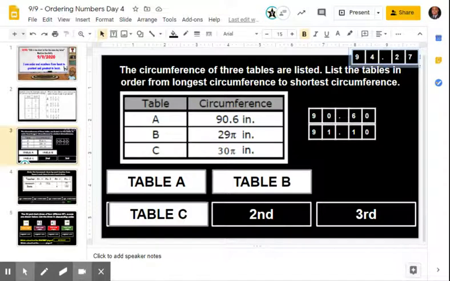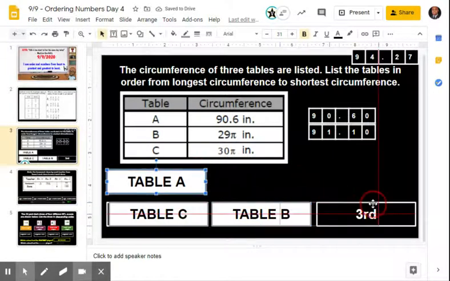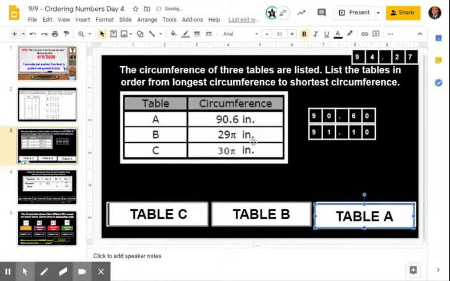So which one would be the next longest circumference? Would it be 90 or 91? Or I could look at it like column 1 was the same. They're both 9. Column 2, 1 is greater than 0. So that tells me that table B has the next longest circumference. And then by default, table A is third. We have successfully listed our tables in order from longest circumference to shortest circumference.